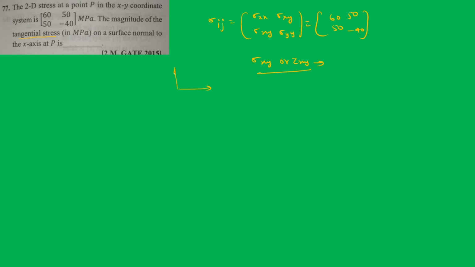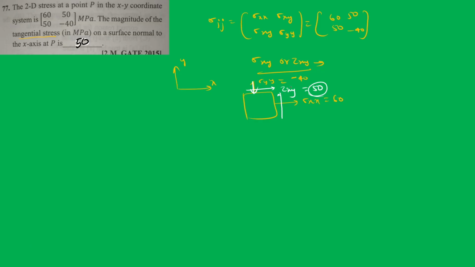So this is the x-axis and this is the y-axis. Let's say this is the figure. This is sigma xx and this is 60, this is sigma yy, and this is minus 40, so it would be inverted. And then there is tau xy. The surface is in the x direction, so this will be 50. So this should be 50, right?